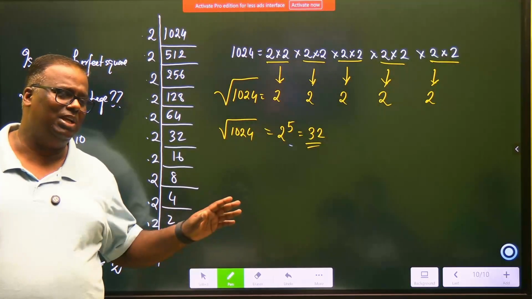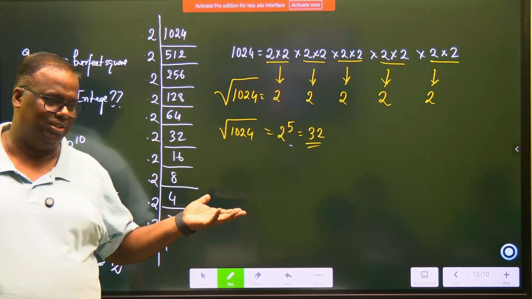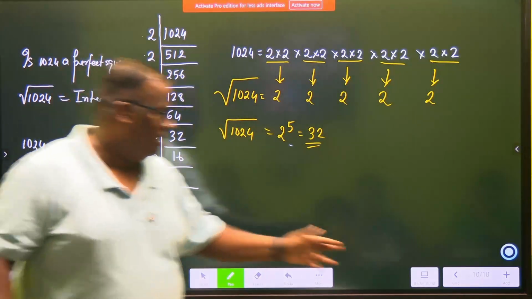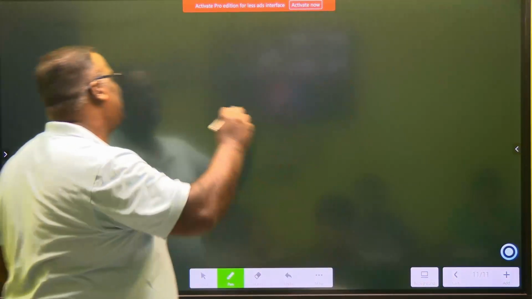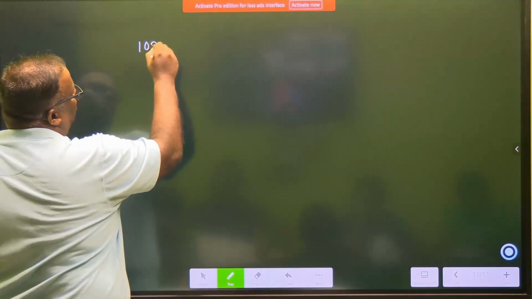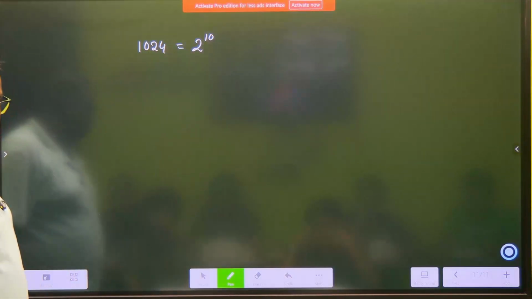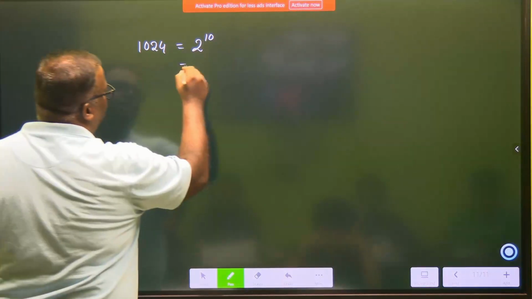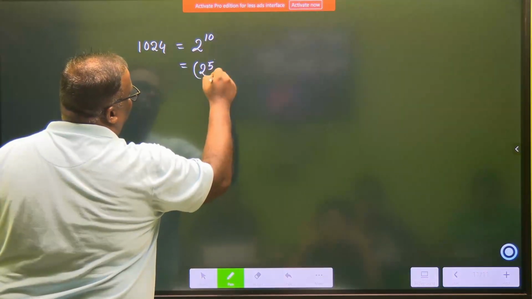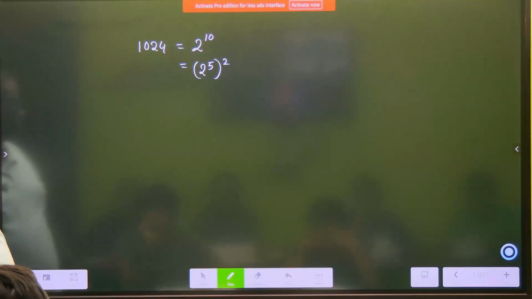There is no point in doing an exercise but not understanding mathematics. Right? I did not do anything great. See, once again, just see. 1024, you told me that this is 2 to the power 10. You agree or not? Right? Can I write this as 2 to the power 5 square? Yes, sir. Right?